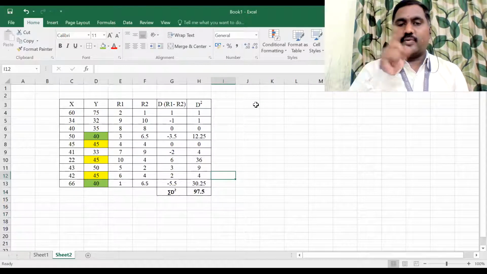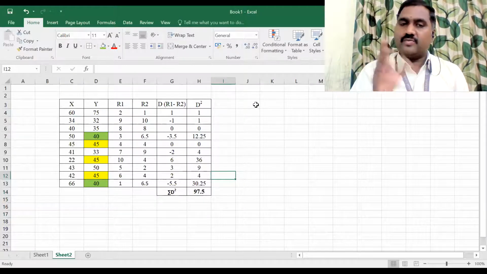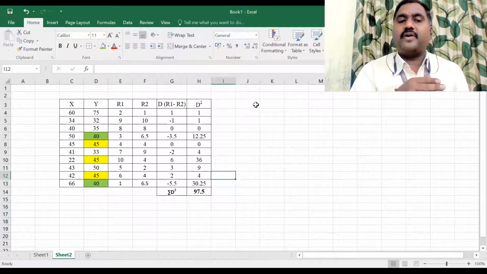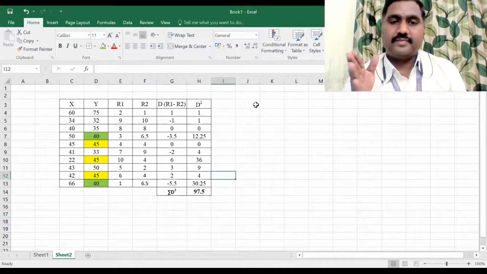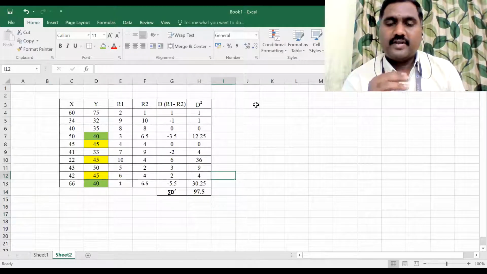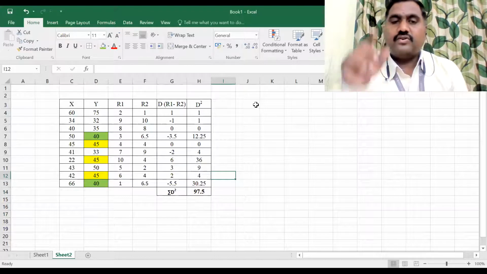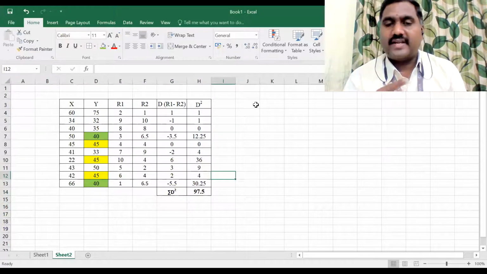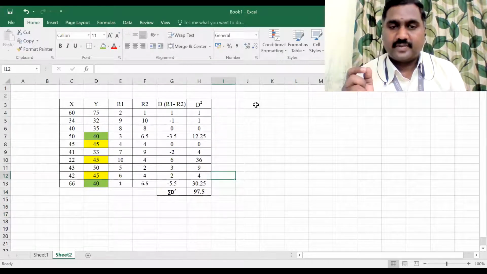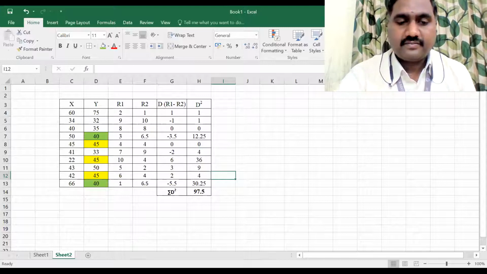So I got the D square: 1 squared, minus 1 into minus 1 will be 1, 0, minus 3.5 into minus 3.5 will be 12.25, 0, minus 2 into minus 2 is 4, 6 squared is 36, 3 squared is 9, 2 squared is 4, 5.5 into 5.5 is 30.25. If you add all the D squares, you will get 97.5. Now, I'll open a Word.